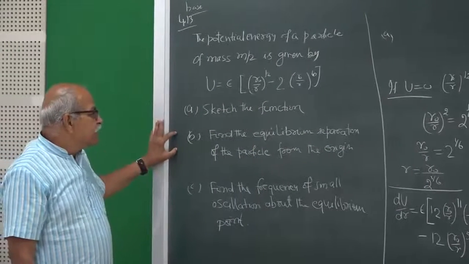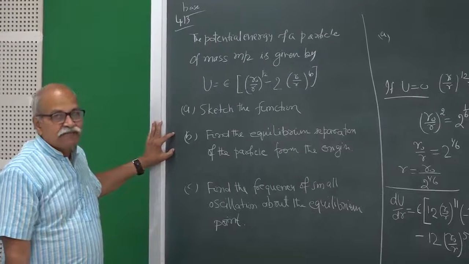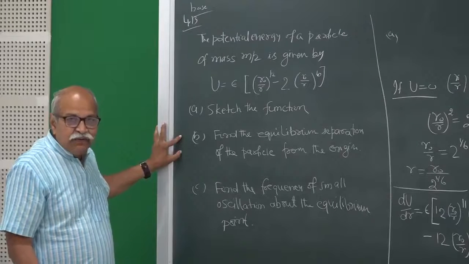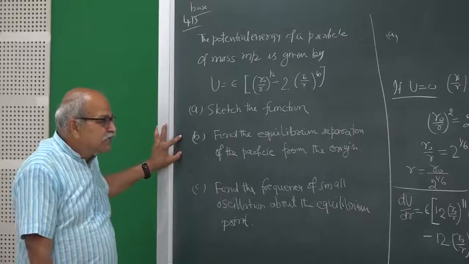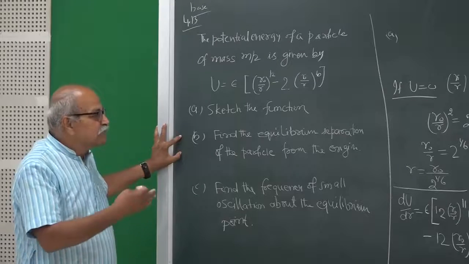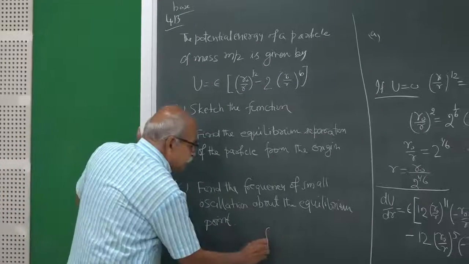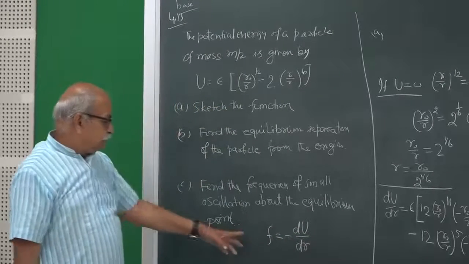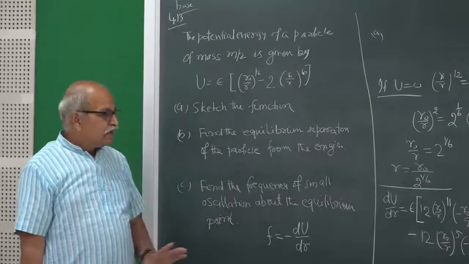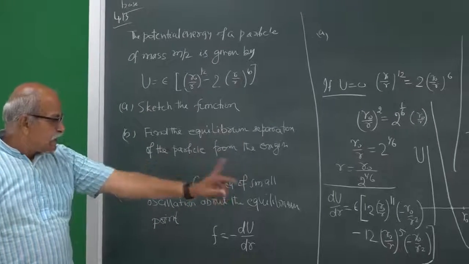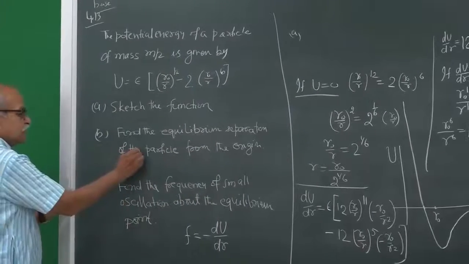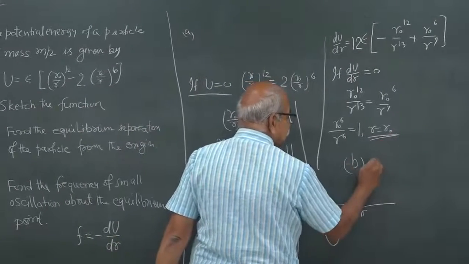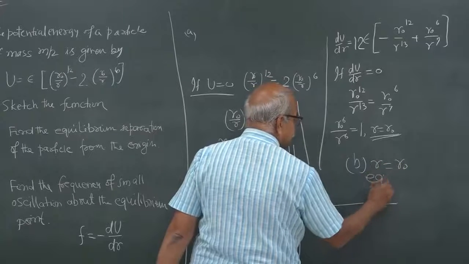B part, find the equilibrium separation of the particle from the origin. So, equilibrium position means the force is 0, it stays there, that is the equilibrium position. That happens when this potential energy is minimum, because force is given by negative of du dr. So, if force is 0, du dr is 0, and therefore, the equilibrium position will be at r equal to r naught. So, this is also done, this will be the answer, r equal to r naught, this is that equilibrium position.